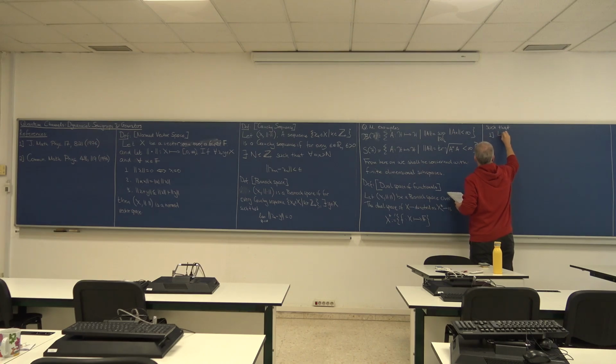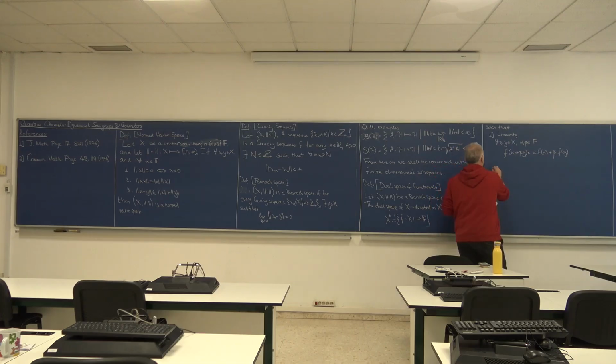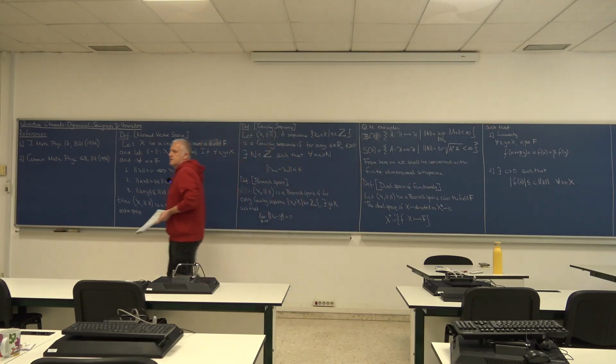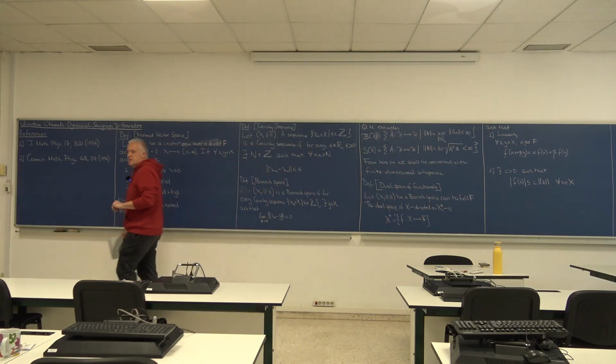The first one is linearity. So for all, this is true. And the second one is that there exists a constant bigger than 0, right? So whatever the norm is on x, this functional on x can only increase the norm by a bounded number, okay?